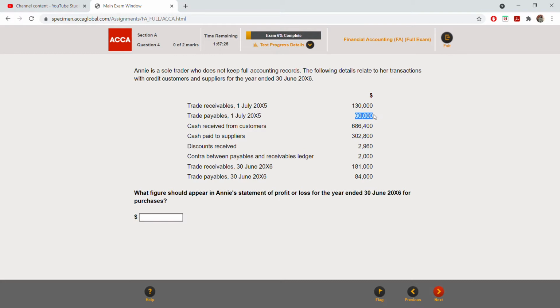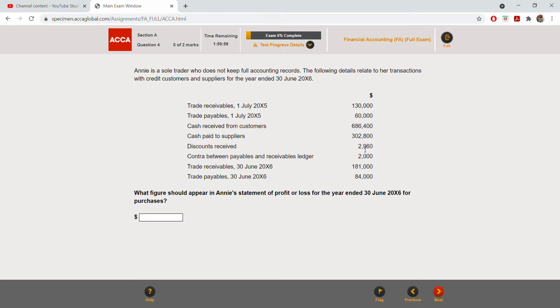So 60,000 minus the cash paid to supplier. That means if you are making a debit credit or T account, the trade payable opening balance will come on the credit side. The cash which you have to pay to the supplier will come on the debit side. That's why it's minus 300,800. Minus discount received. You don't have to deal with discount paid or something. Discount received 2,960, which again will be deducted. That means it will be on the debit side.